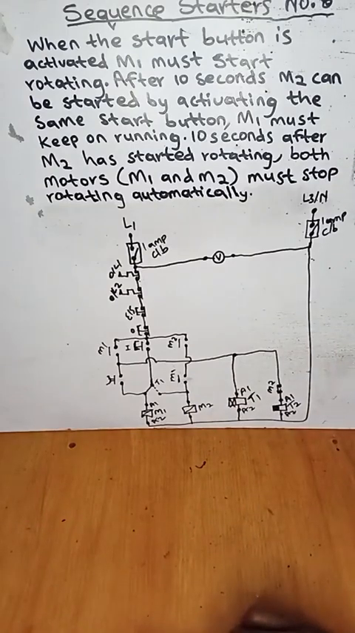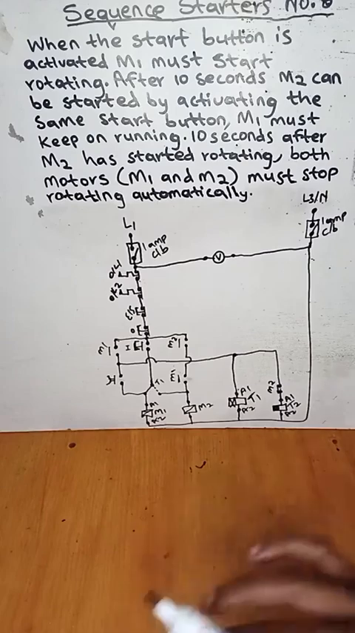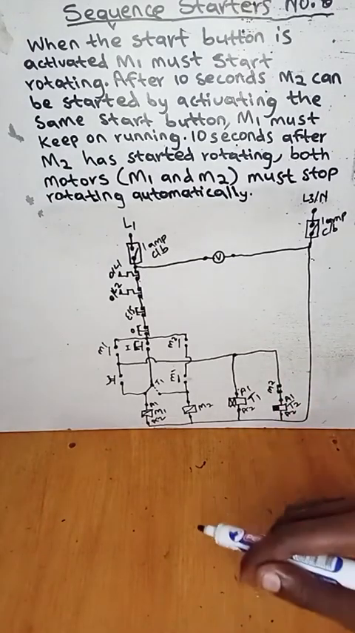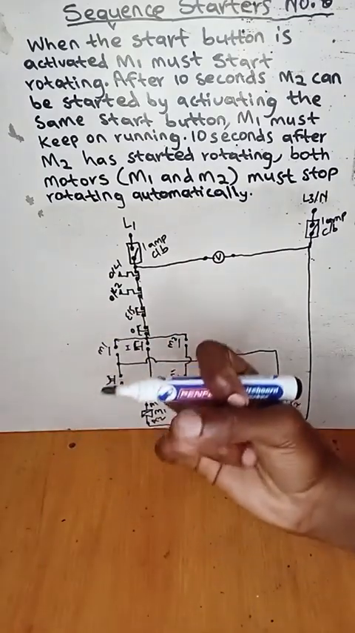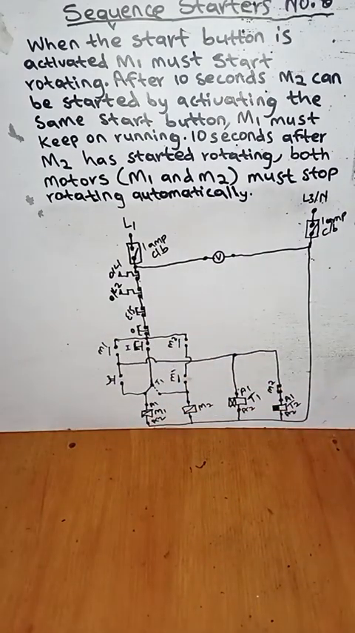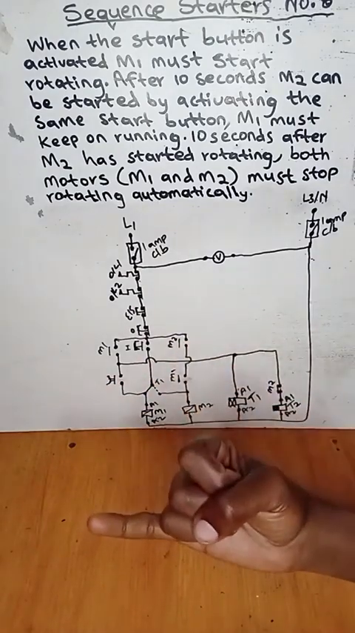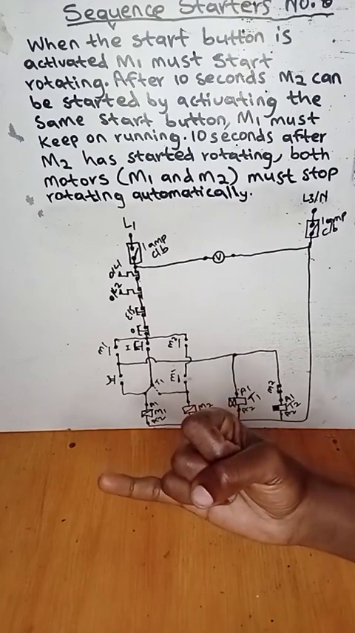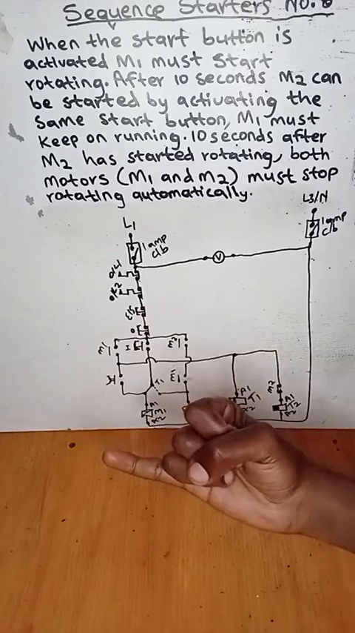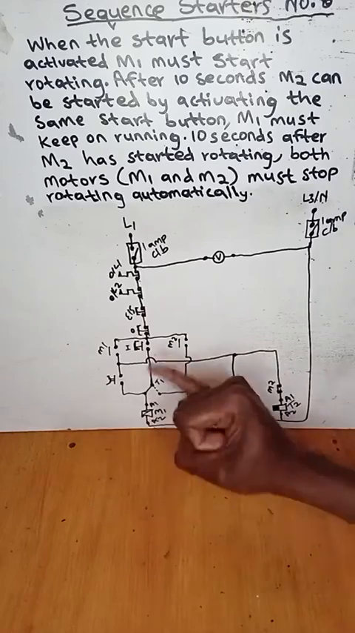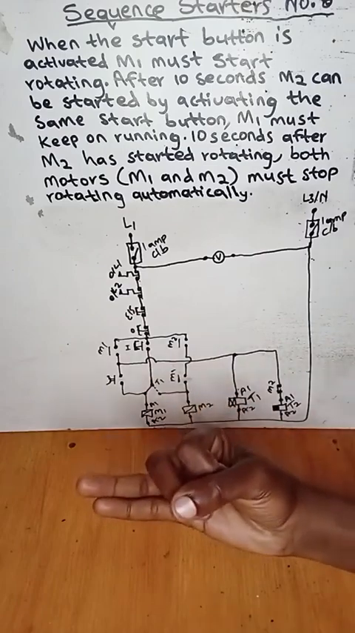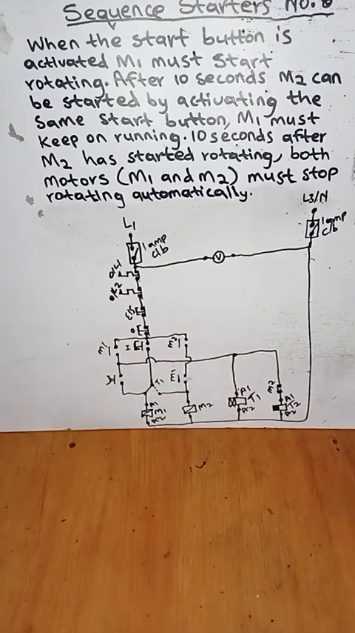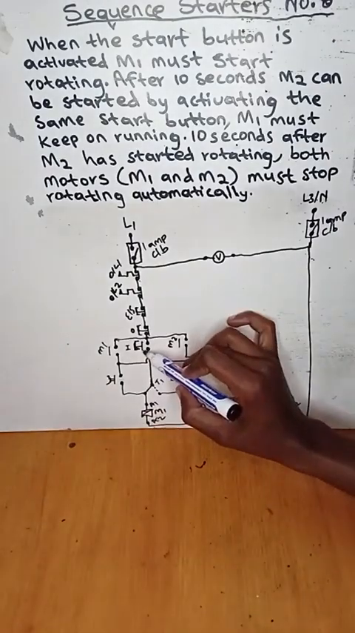So this is our sketch. Now let's do the operation together to confirm if it's right. Remember, when we press the start button, motor 1 must be energized. After 10 seconds, it must allow us to press the start button again, that we have used to energize the coil of motor 1, to also energize the coil of motor 2. So when we press this start button again, motor 2 will be energized. And then after 10 seconds, both motors will be off. So let's confirm it with the operation. We press the start button.